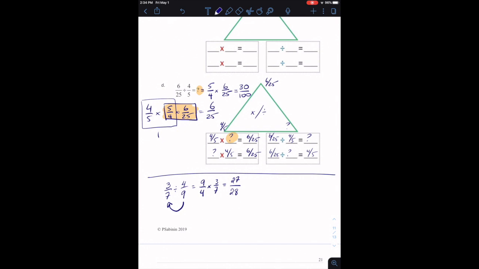All right. So now we're going to go back to our chapter 9 questions and see if we can make sense of the division of fractions there.